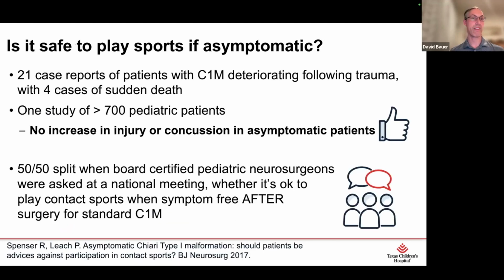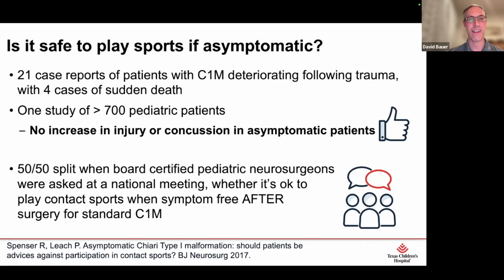Is it safe to play sports with Chiari malformation? So there are a couple studies, and there really has been found no increase in injury or concussion in patients with Chiari malformation who do not have symptoms. And so we generally think it is safe to play sports.